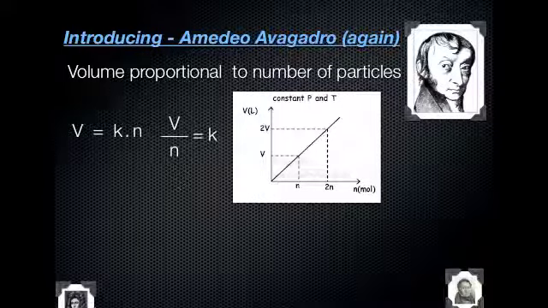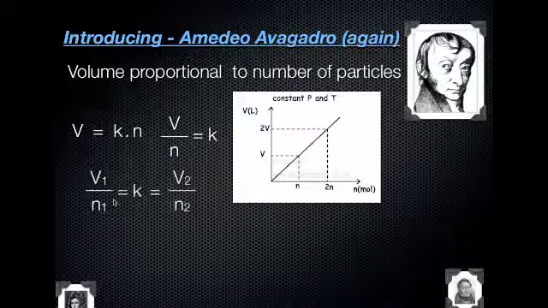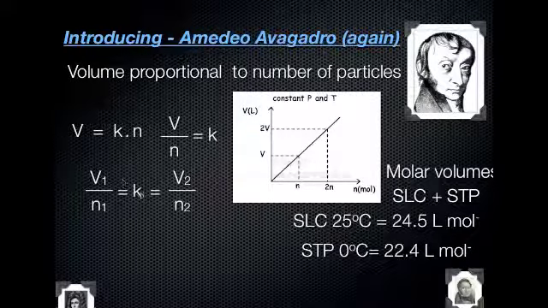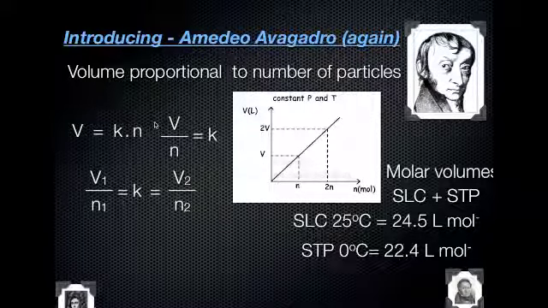What this means is that I have a ratio of V to N, and that ratio will not change if we keep the pressure and temperature constant. So we can have V1 over N1 equals V2 over N2. And that is known as Avogadro's law. It's his law because he dealt with particles and volume.